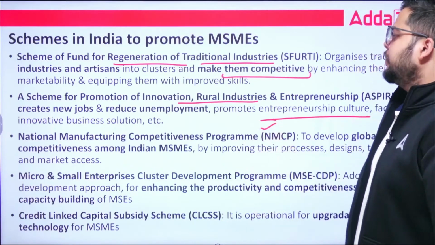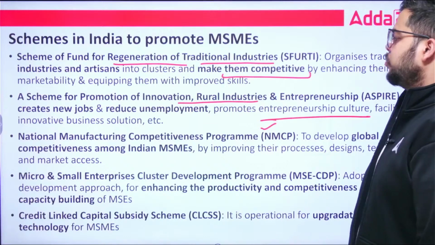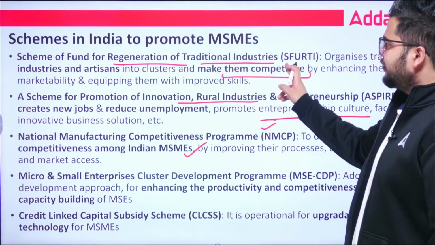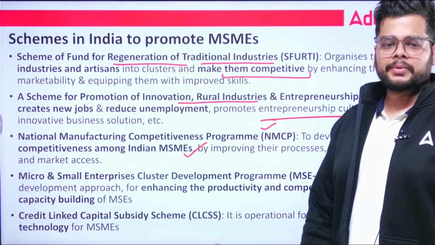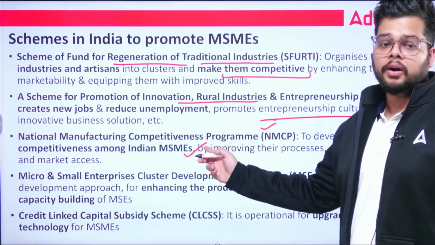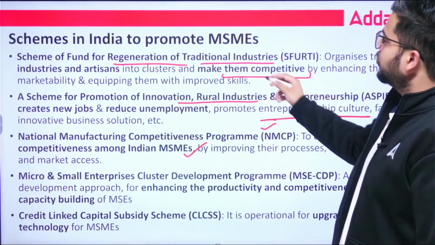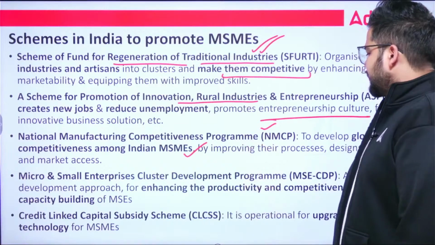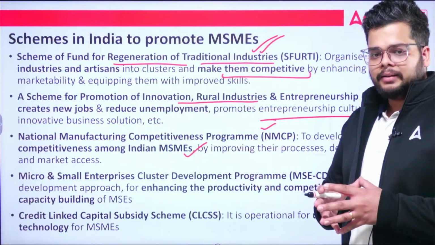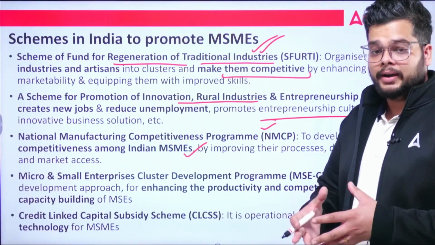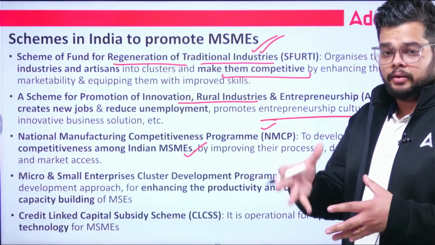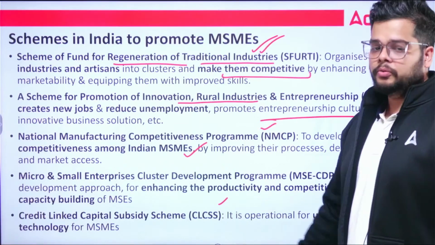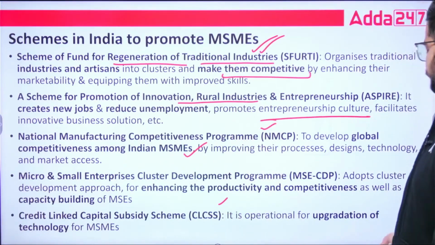NMCP, National Manufacturing Competitive Program, to increase the competitiveness among the Indian MSMEs. What is the difference between SFURTI and this NMCP? This is for the overall MSMEs, but here we talk about the traditional industries only. Then we have cluster program, again develop the clusters and form the competitiveness model among the MSMEs. CLCSS, as I told you, for the technological upgradation of MSMEs.